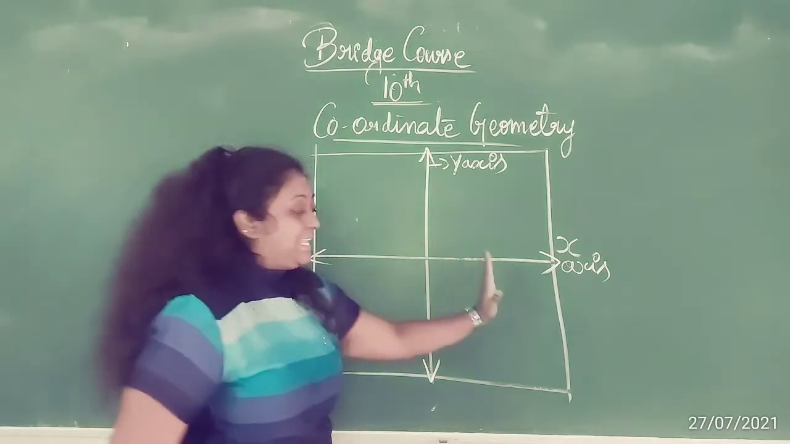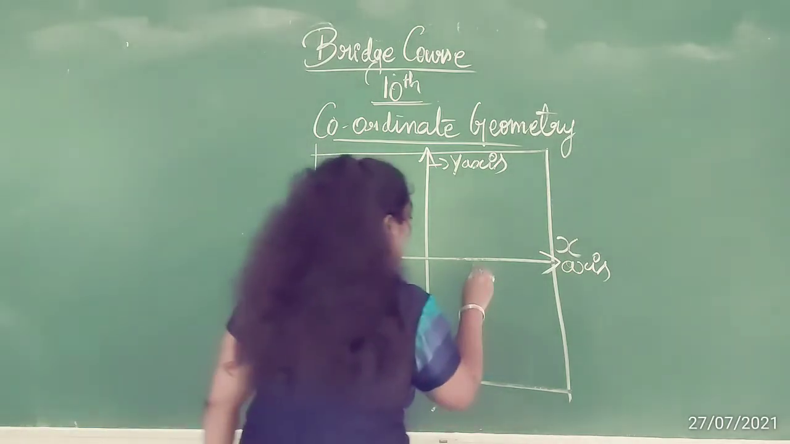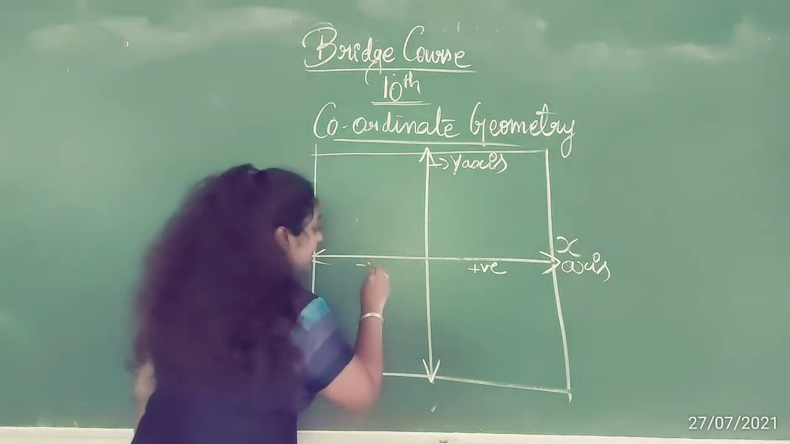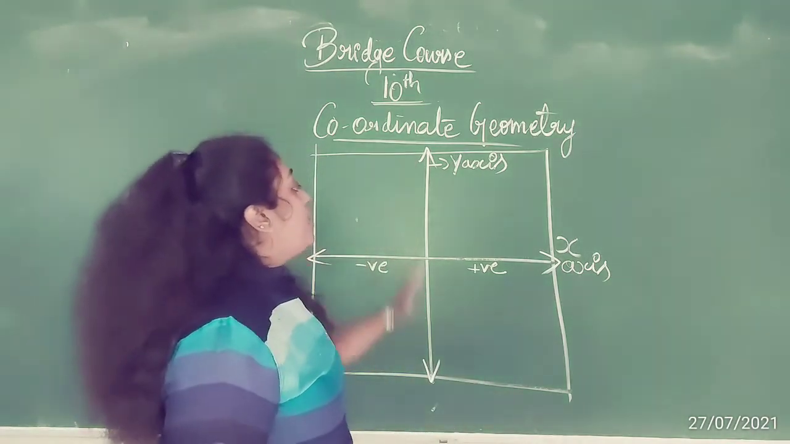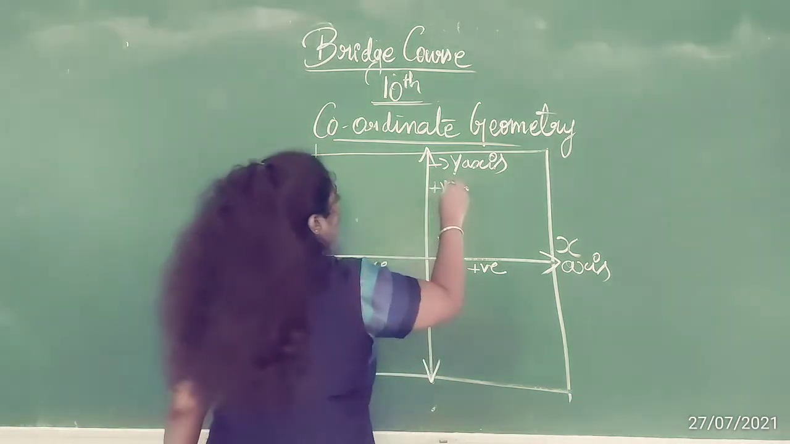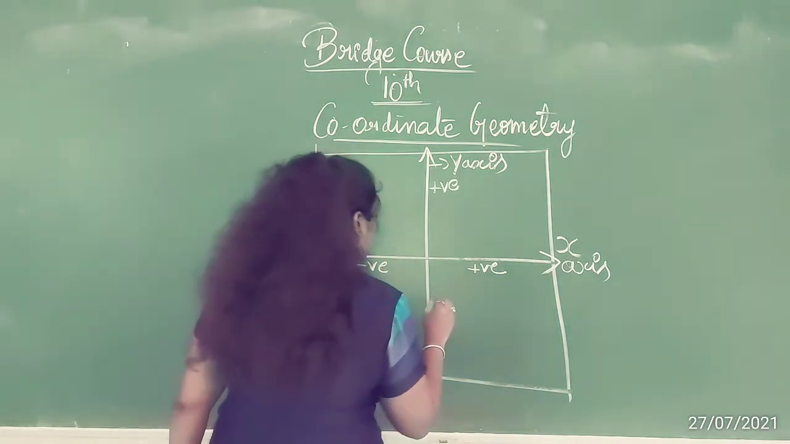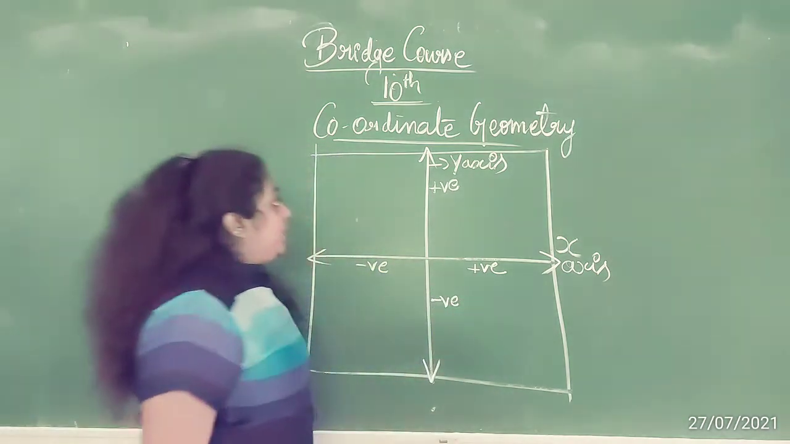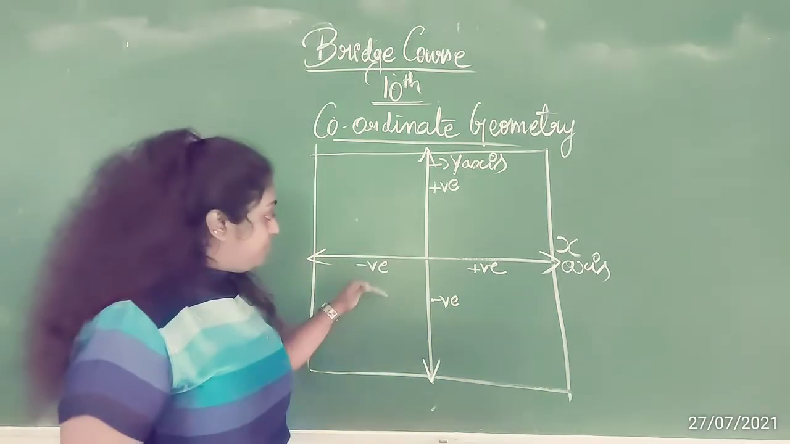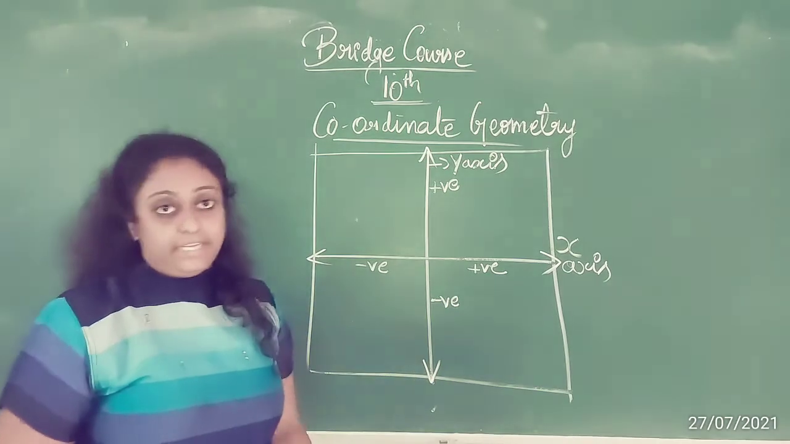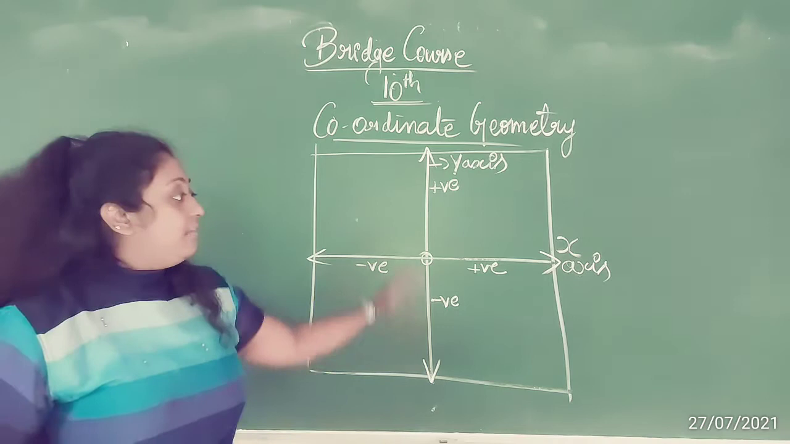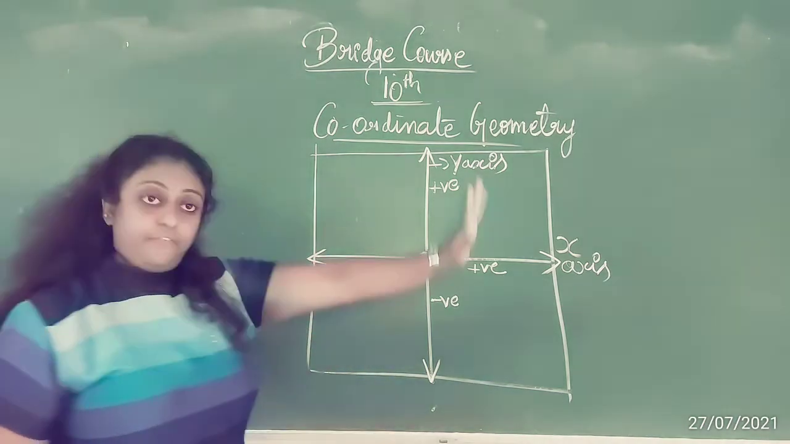Now, your x-axis we have divided into 2 parts, isn't it? This will be your positive side and this will be your negative side. Same way, your y-axis is also divided into 2 parts, so this will be your positive and this will be your negative. The center one is 0. Now what you have to understand is there are 4 quadrants.